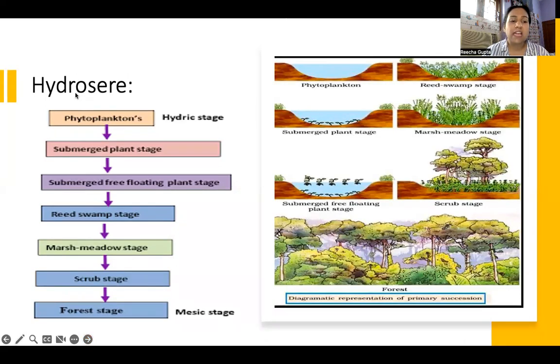Hydrosere. एक हमने किया xerosere, दूसरा है hydrosere. So you can see here, it is a pond, and in the pond there are phytoplanktons. Phytoplanktons are very minute small plants you cannot see with your visible eye sometimes. So phytoplanktons are very small plants, and when they grow, they will make the water a bit denser.